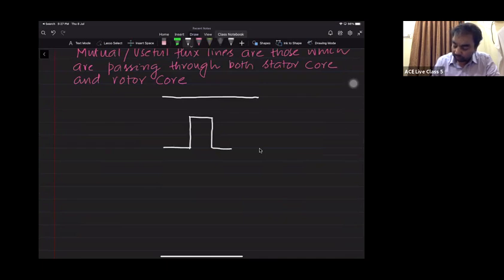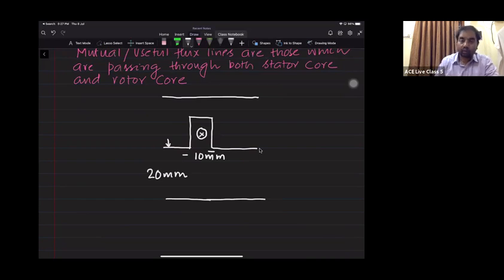So let us consider this one is the slot. I'm increasing the air gap. You can see, let us consider this is again 10 mm and this is something like 20 mm, just for example's sake. And I'm having one conductor here, right? Let us consider it is carrying the current into the plane only.